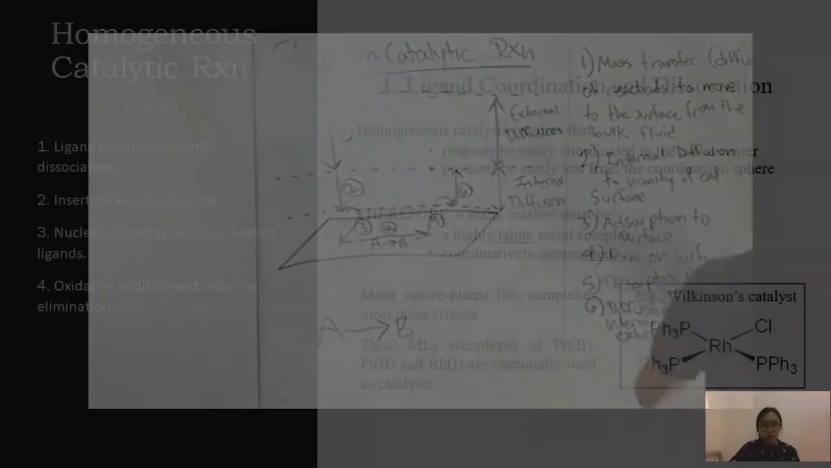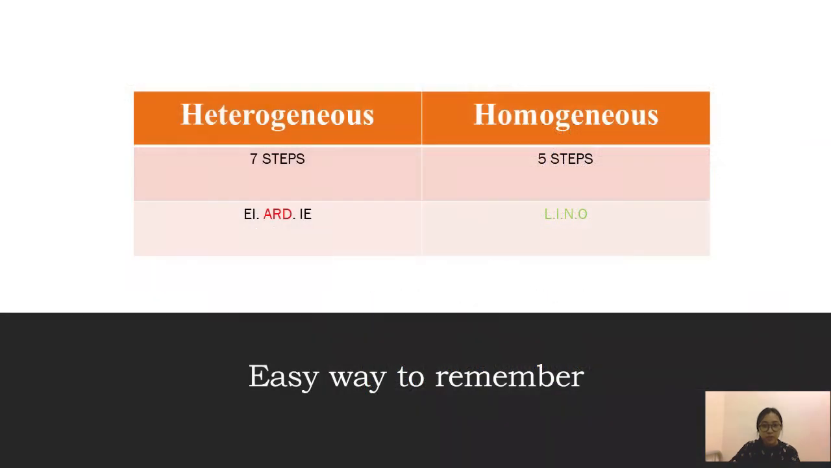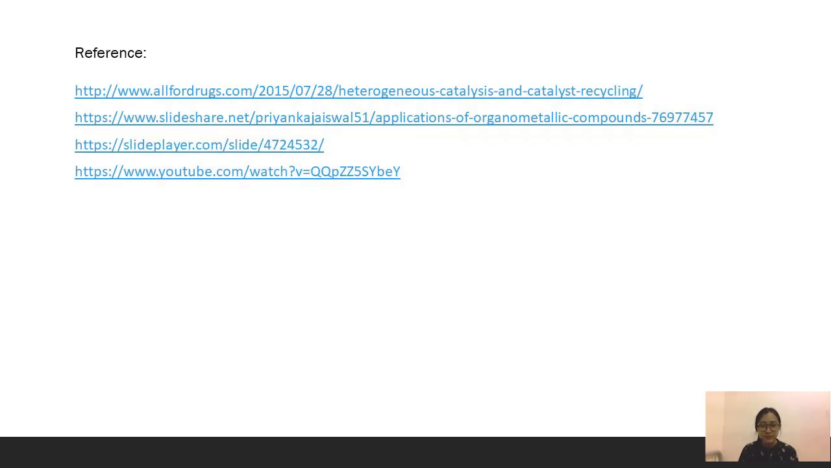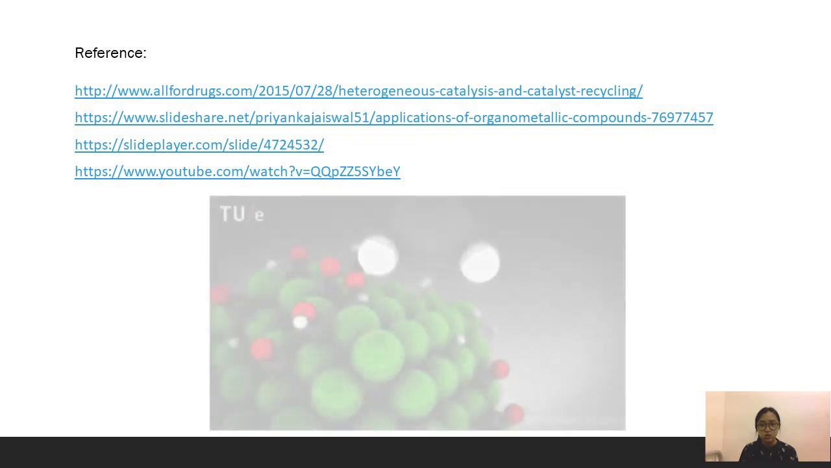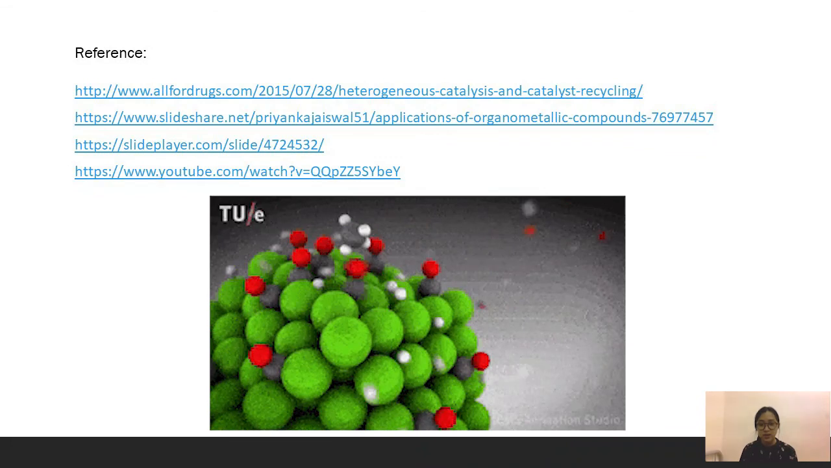Other than that, for the homogeneous catalyst, there are 5 important steps which I identify as linear. But for our level, we only need to focus on the 7 steps of heterogeneous. But if you are curious, you can click some of the links suggested somewhere in the description box. In conclusion, catalysts play a huge role, especially in the chemical industry. So it is important for us to study them and understand the mechanism thoroughly.